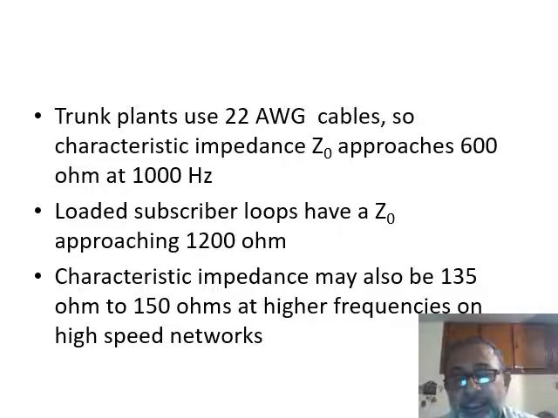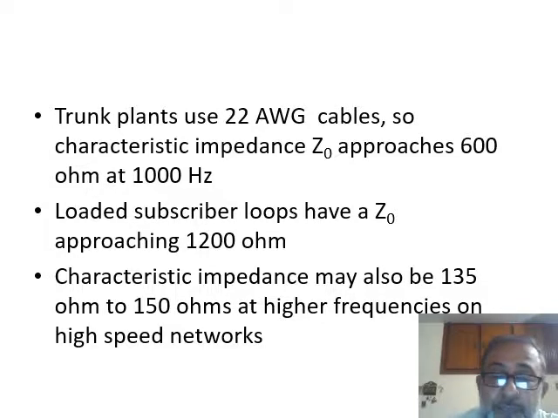Trunk plants which connect the two different exchanges normally use 22 American wire gauge cables. So the characteristic impedance approaches 600 ohms at 1000 Hertz. Loaded subscriber loops have Z0, or the impedance approaching 1200 ohms. Loaded means in which loading coils are introduced. Now the characteristic impedance may also be 135 ohms to 150 ohms at higher frequencies on the high-speed network.